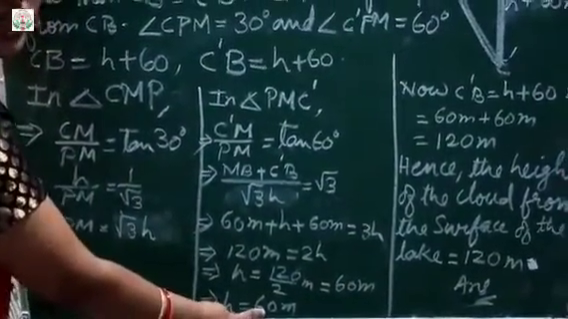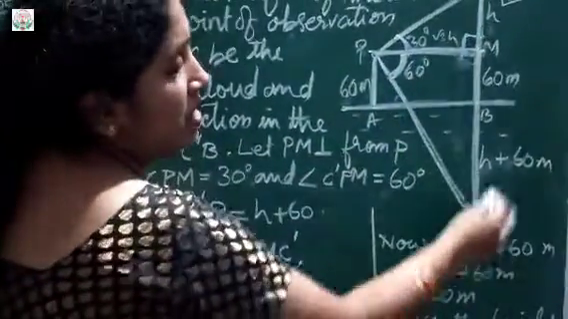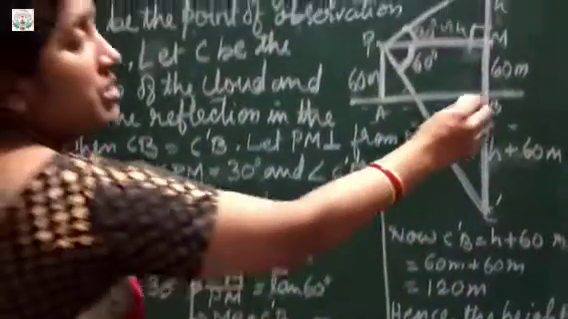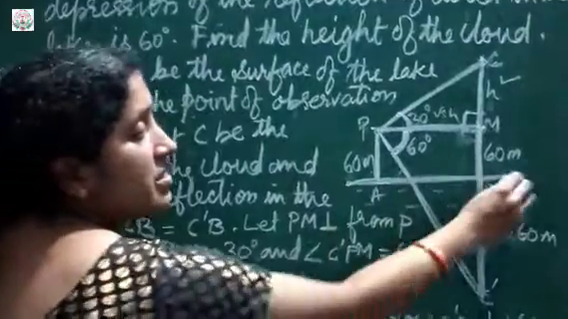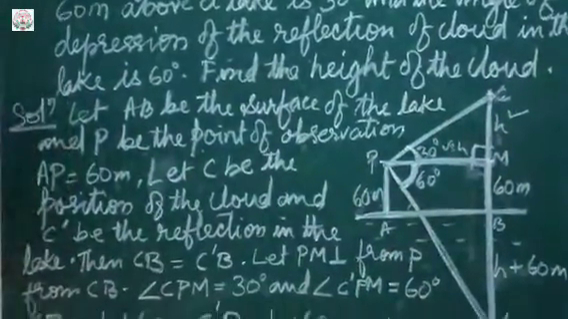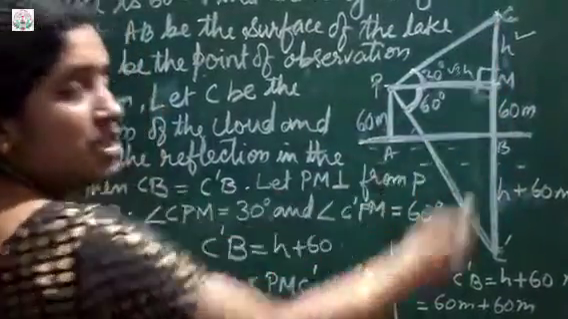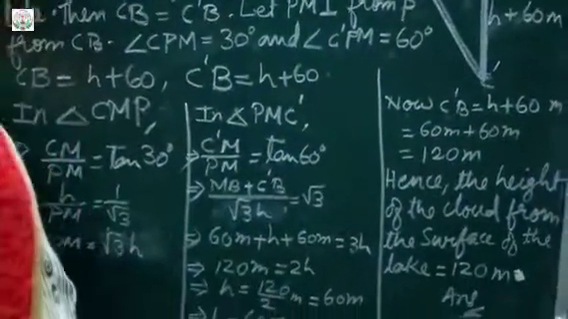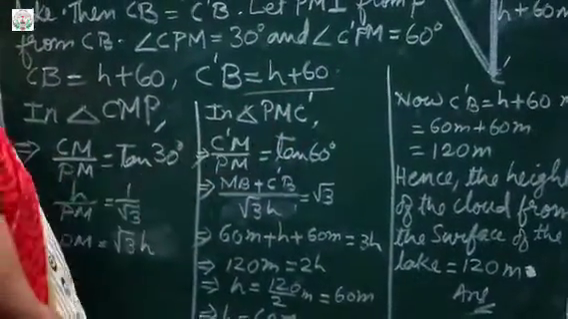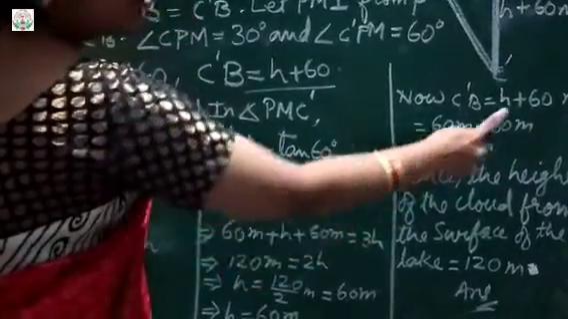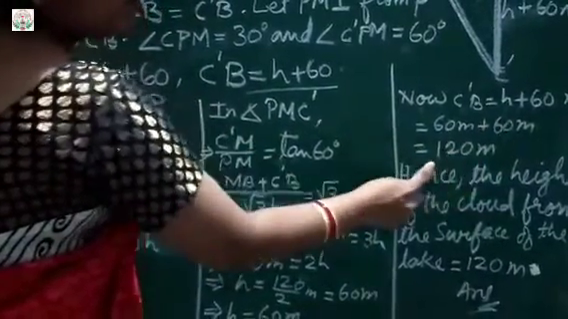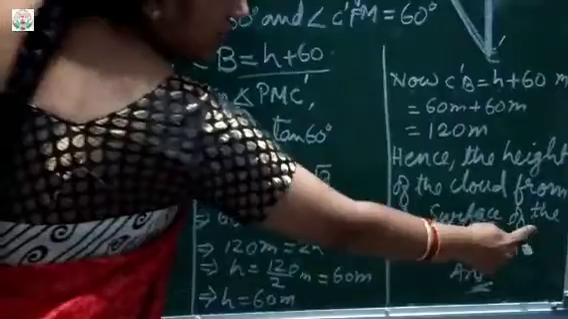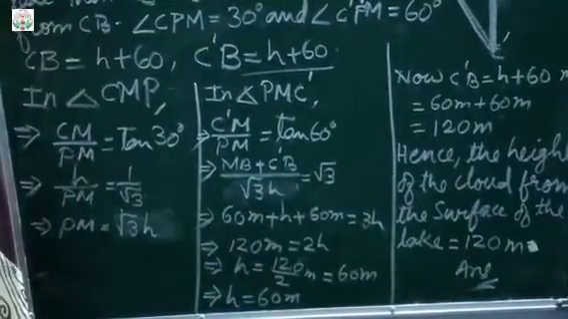Now h is 60 meter. Once you get h, can we get the height of CB, C dash B? Because we need to find what? How much is the height from the surface of the lake to the cloud? C dash B is equal to CB only. So now C dash B equals h plus 60, as we know. Here we have written. So now put the value of h: 60 meter plus 60 meter equals 120 meter. Hence the height of the cloud from the surface of the lake is 120 meter.